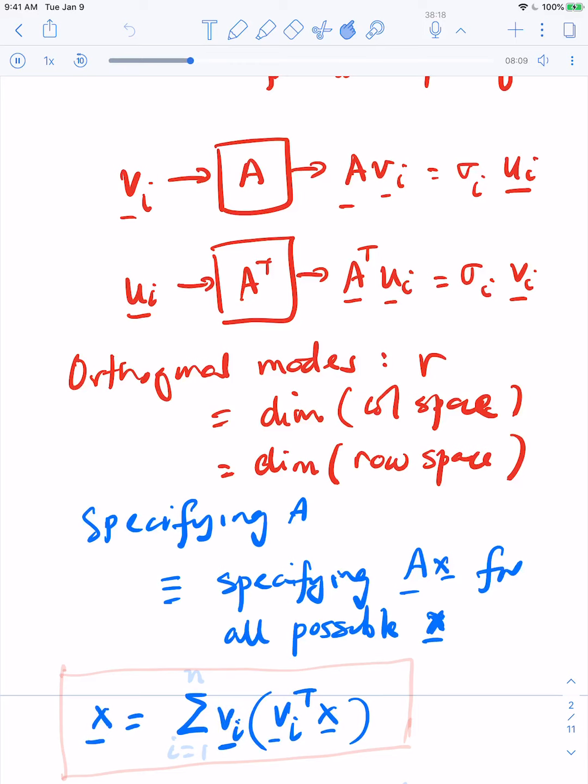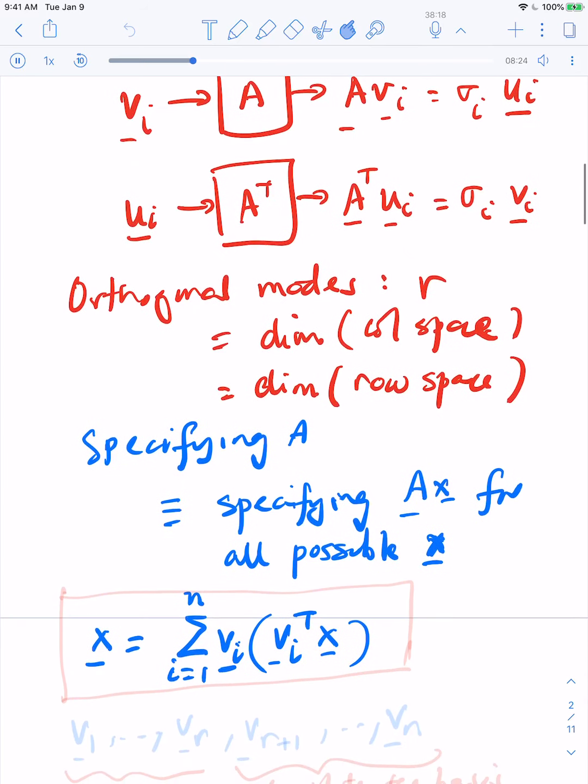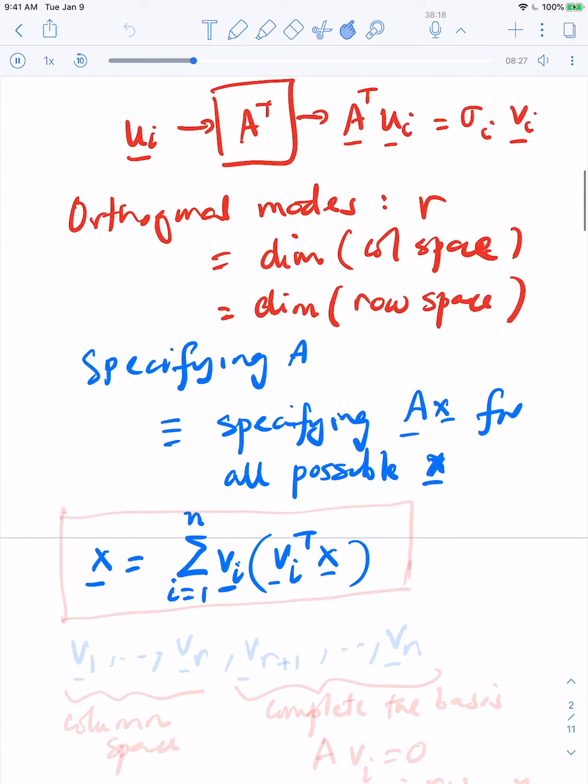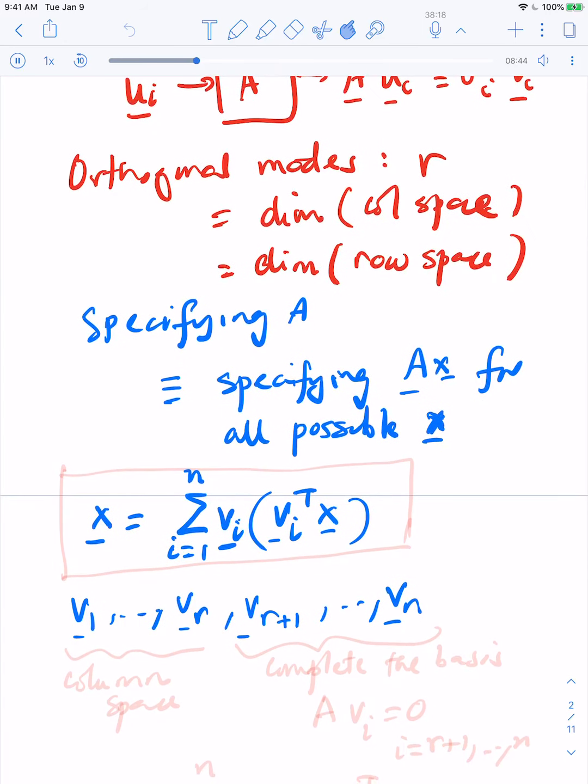Then I multiply by the basis function, and I have only R of them, but if R is less than n, I can complete the basis by adding more components, so that there are n of these Vi's. Let me clarify what I mean. V1 through VR are orthonormal functions defining those modes that we talked about, and then I just pick as many orthonormal basis functions as I need to complete the basis. So these are also orthonormal, but they complete the basis.